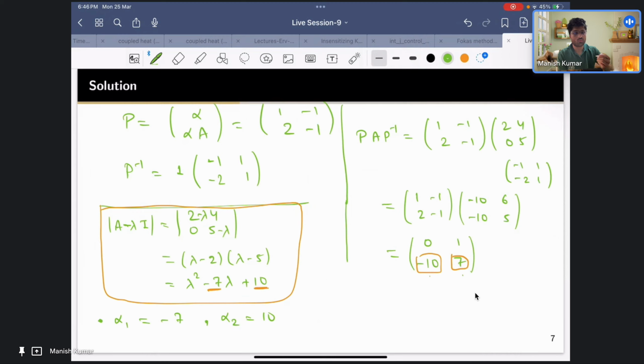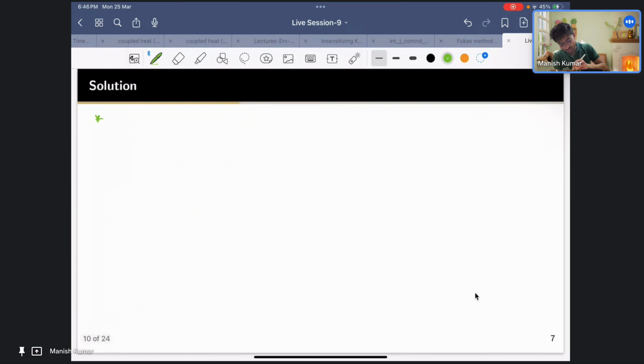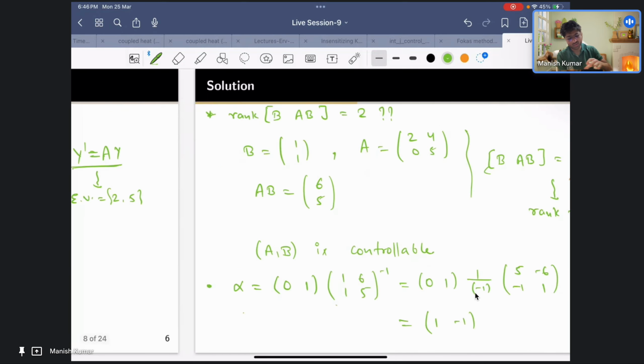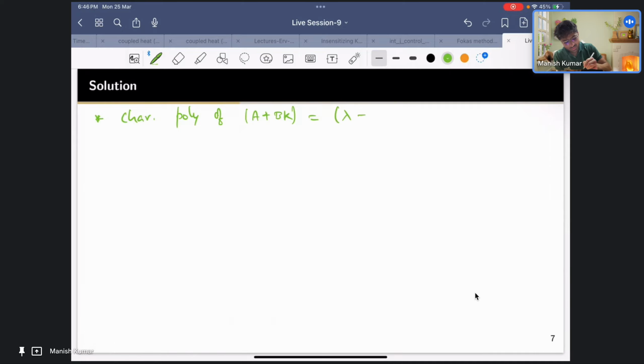But now we will try to see what is the characteristic polynomial of our desired matrix. So the characteristic polynomial of A plus BK, what do you want, right? Because this is in our hands. So the eigenvalues what we wanted were minus 2 and minus 3. So the characteristic polynomial would be lambda plus 2, lambda plus 3, and this would give you lambda square plus 5 lambda plus 6. So over here I am naming beta 1 to be 5 and beta 2 to be 6. Okay, so these are the coefficients 5 and 6.